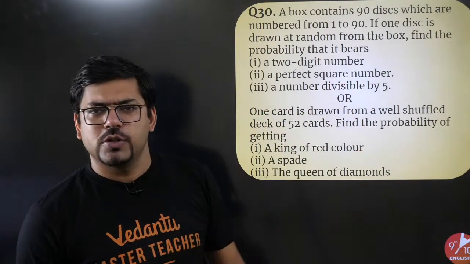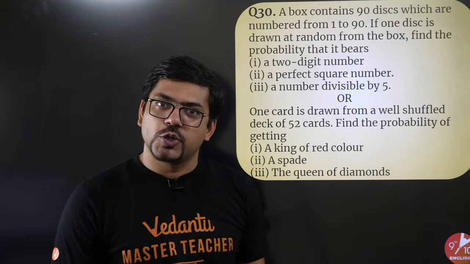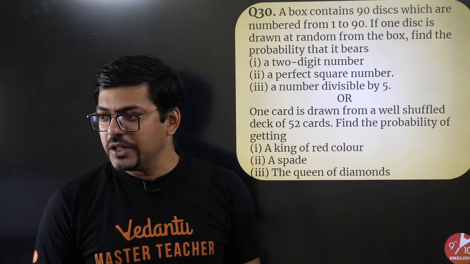Similarly, number divisible by 5. So again you can find it out. 18 numbers would be there. So 18 by 90. Okay, cool. Yeah, everyone is knowing that.